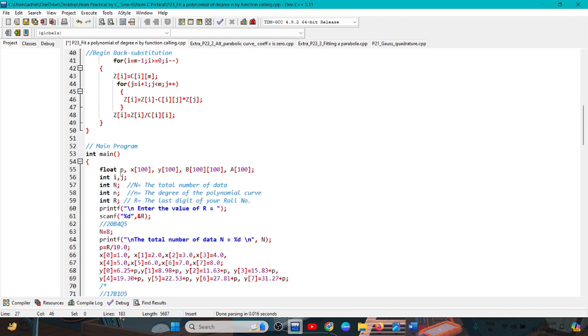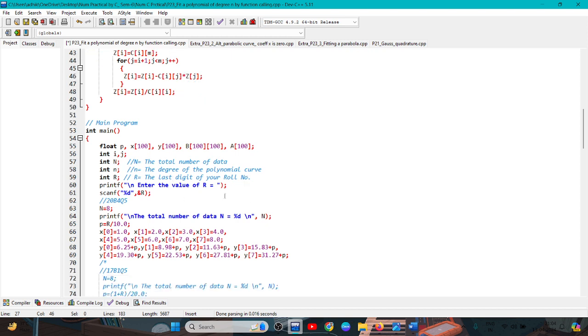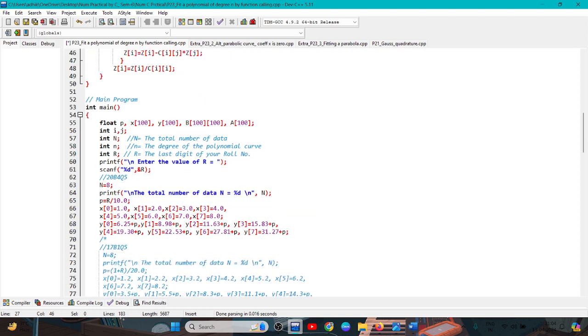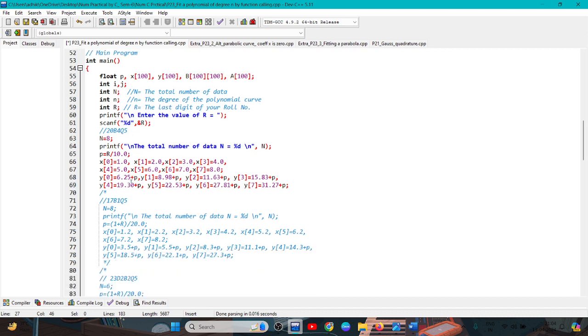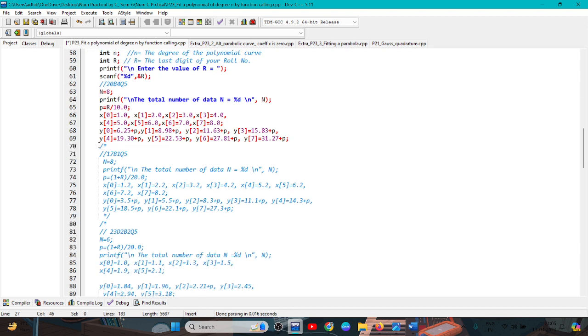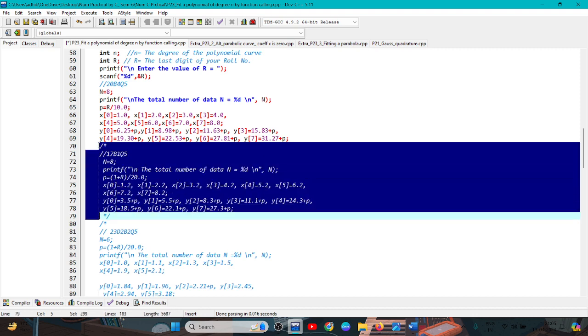In the integer main program, float variables p, x[100], y[100], b[100][100], a[100]. Integer variables i, j, integer capital N is the total number of data, integer small n the degree of the polynomial curve, integer r the last digit of your serial number. Enter the value of r. N equals 8, the total number of data, p equals r by 10, and x0 up to x7, y0 up to y7; delete all these data at this moment.